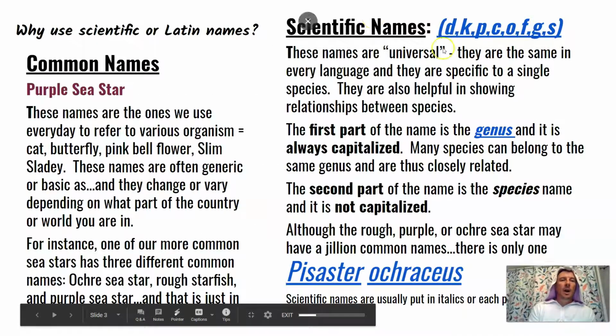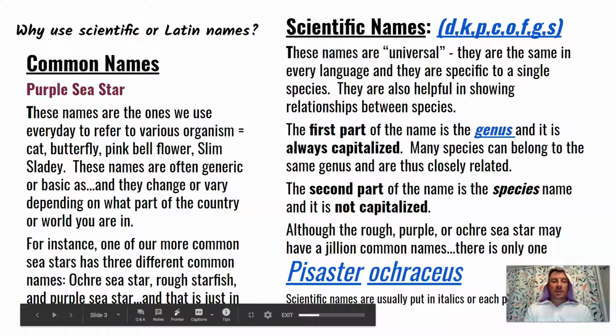Okay. So why do we use scientific names? Why do I bother? Why don't we just learn the common names of things? It's much easier for some people. The main reasons are these. The common names are the ones that we use every day, and they're usually kind of superficially descriptive, such as butterfly or pink bellflower or cat.